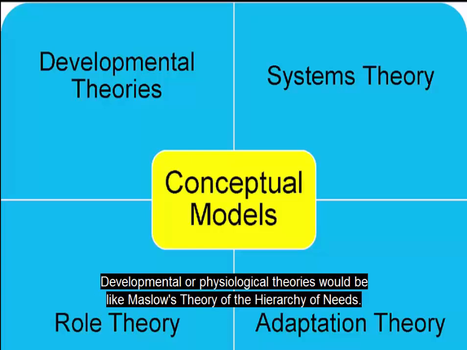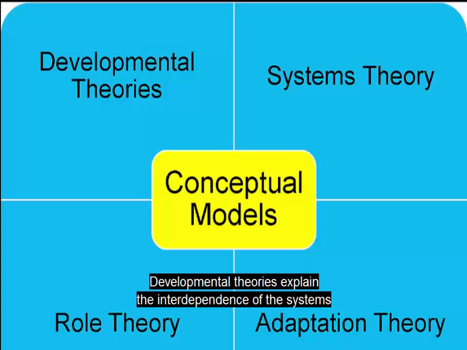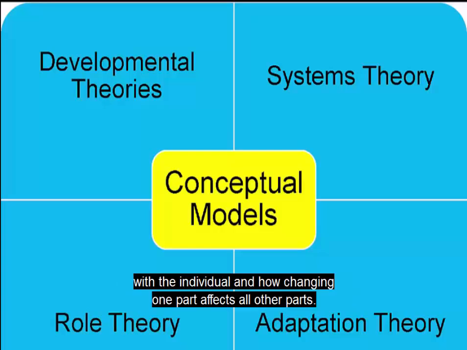Developmental or physiological theories would be like Maslow's theory of the hierarchy of needs and Erikson's theory of psychosocial development. Developmental theories explain the interdependence of the systems in the body, helping to reveal the presence of health and illness. Systems theories describe the relationship of the environment, both internal and external, with the individual and how changing one part affects all other parts.